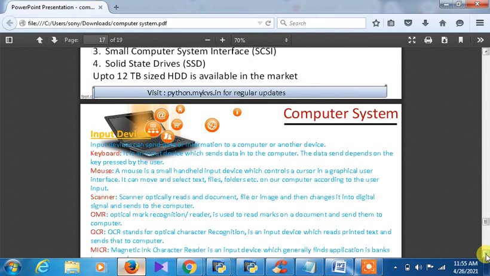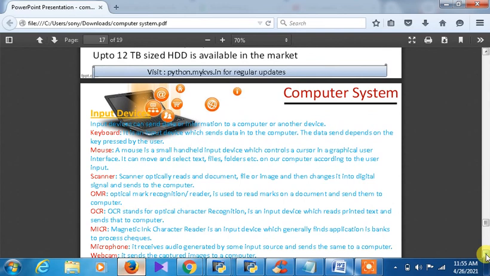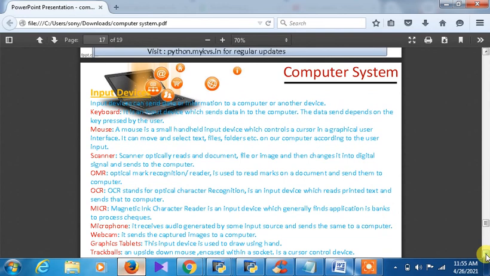Apart from this, we have different input devices like keyboard, mouse, scanner. OMR means optical mark recognition. OCR means optical character reader. No, sorry, MICR has been used in the banks. It can read only the characters, that is the only disadvantage, and they are written with specialized digitized ink, that is called magnetic ink. Magnetic ink character reader is normally used in banks to process or authorize a check.